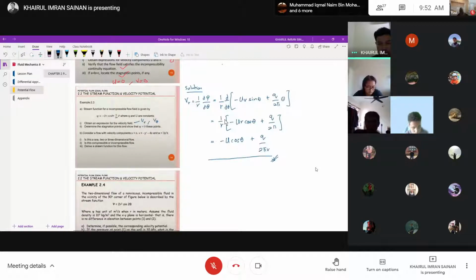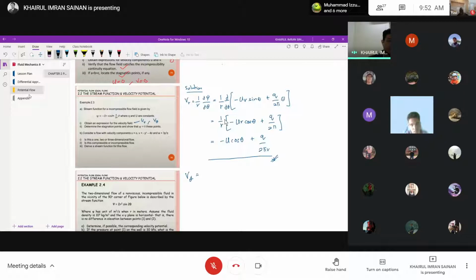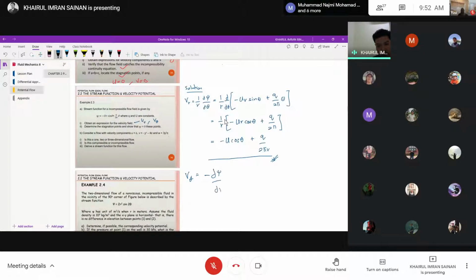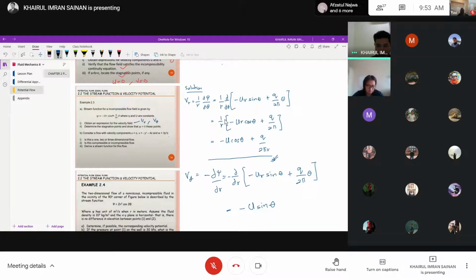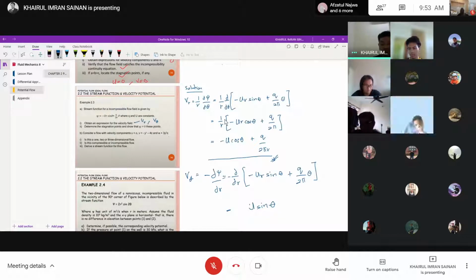Next we go to v theta. v theta is negative del psi over del r. So meaning negative del over del r of negative ur sine theta plus q divided by 2 pi theta. Here we differentiate towards r, and there is no r in the second term. So we are left with negative u sine theta. But here you have a negative, so negative becomes positive. u sine theta.